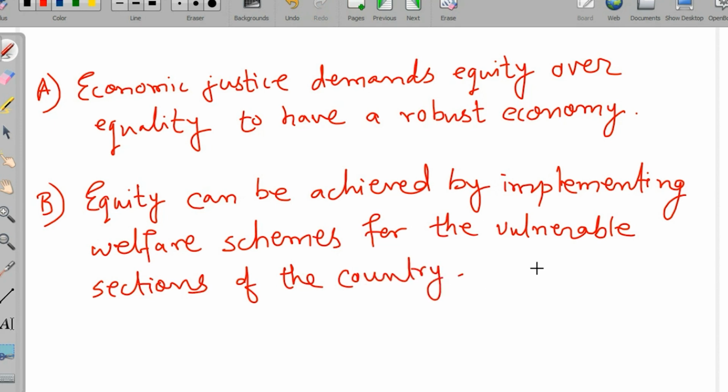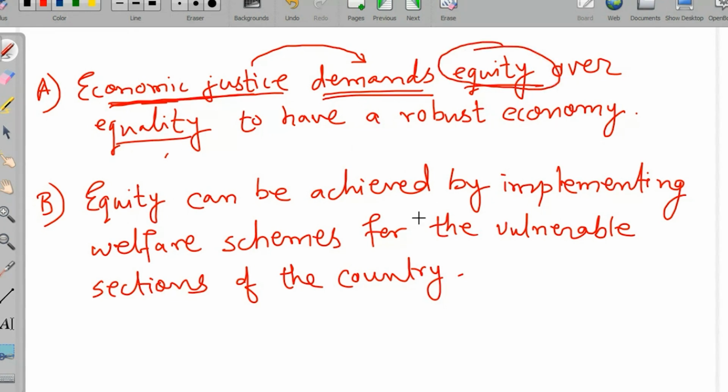Now see. Statement A is generic because it is only saying something about economic justice and what that economic justice demands. Is that clear? What is statement A saying? It is saying something about economic justice and what economic justice demands. Right? So economic justice is a very broad term. It is demanding equity over equality. It is demanding n number of things. So economic justice is a broader term, so it is a generic statement. Okay, and in statement A, what did it say? Equity over equality. So equity has been mentioned in statement A.